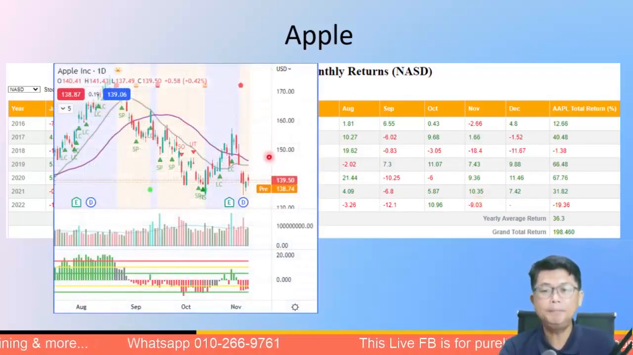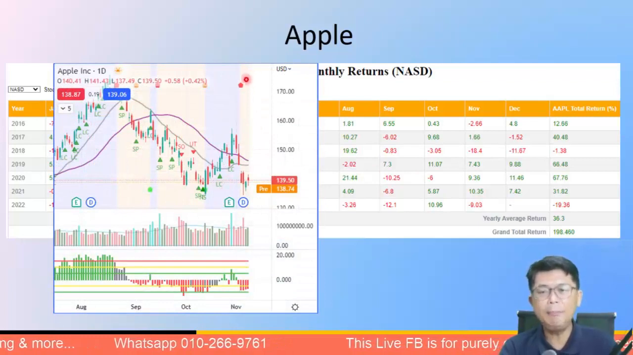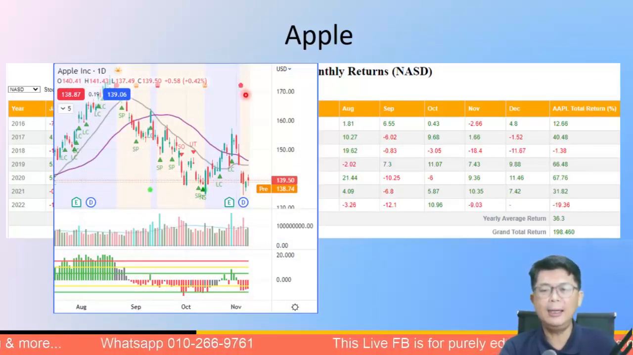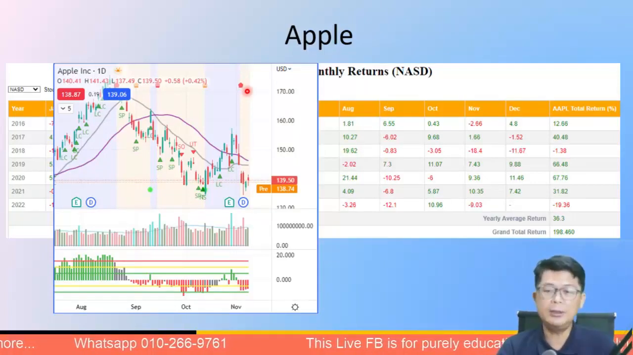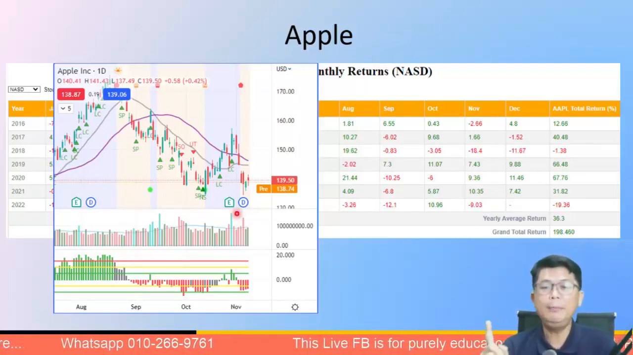You can see Apple previously turned green Pentagon, but that day when technology took a beating from the raise of interest rates, the market fell. Wait for the green Pentagon again.